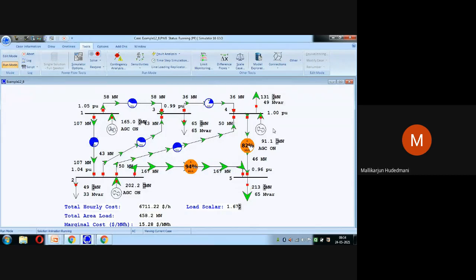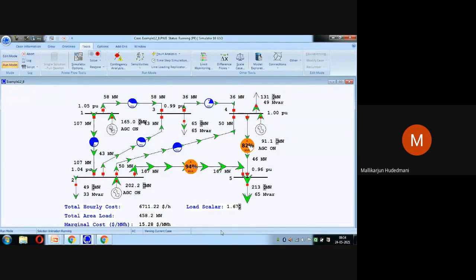and another generator here, 91.1 megawatt. It means I'm able to see what is the megawatt being injected by each generator for the current load P balance. Suppose AGC is on, this is a scenario. Now what I will trigger, AGC off, I will trigger.